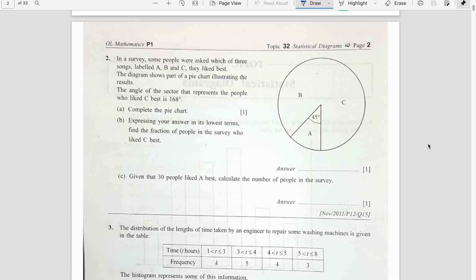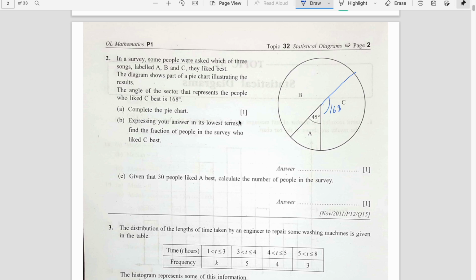Pie chart. In a survey, some people were asked which of 3 songs labeled A, B, and C they liked best. The diagram shows part of a pie chart illustrating the results. The angle of the sector representing the people who liked C best is 168. Complete the pie chart. So basically, we'll use a protractor and see where 168 lies.